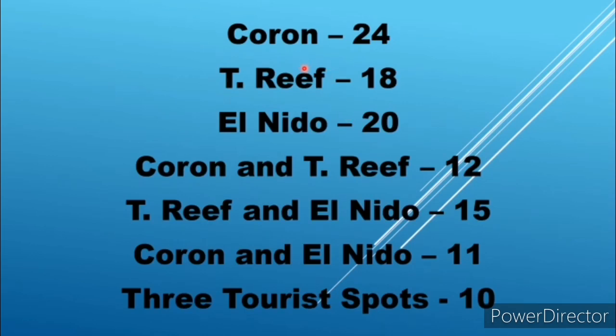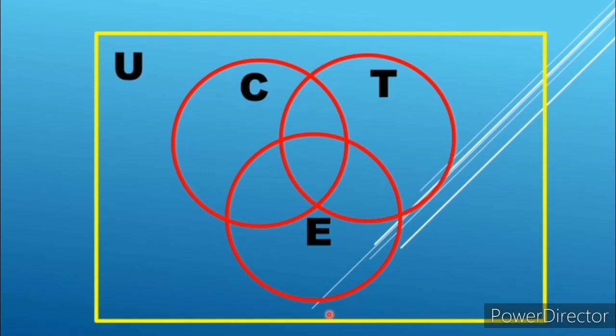Basahin ulit natin. So, merong 24 na nagpunta ng Coron, 18 na nagpunta ng Bataha Reef, 20 na nagpunta ng El Nido, 12 na nagpunta both in Coron and Bataha Reef, 15 na nagpunta ng Bataha Reef and El Nido, 11 na nagpunta ng Coron and El Nido, and then 10 na pinuntahan yung 3 tourist spots. Okay, so i-represent natin siya using Venn diagram.